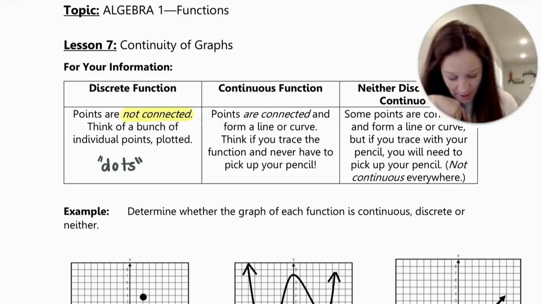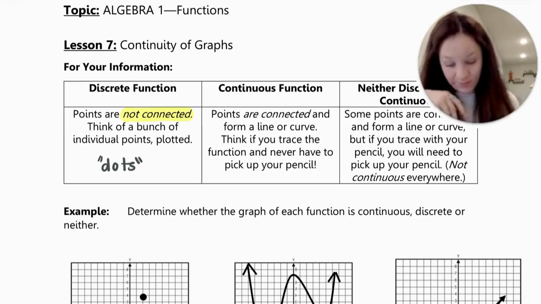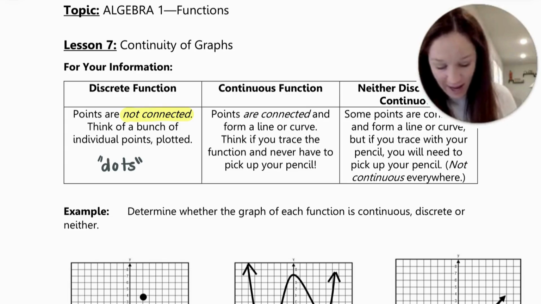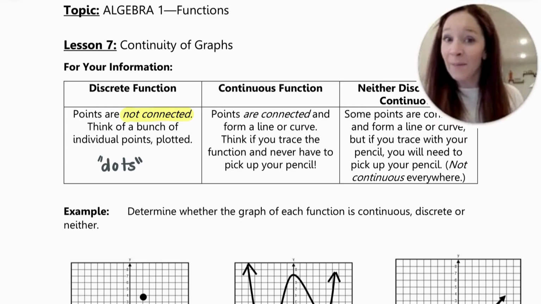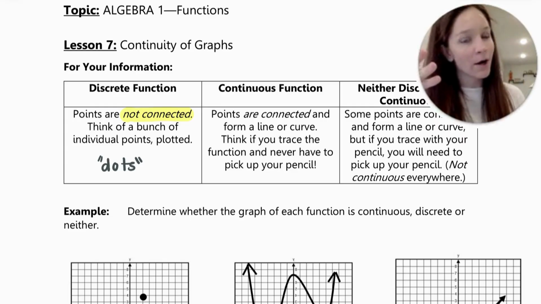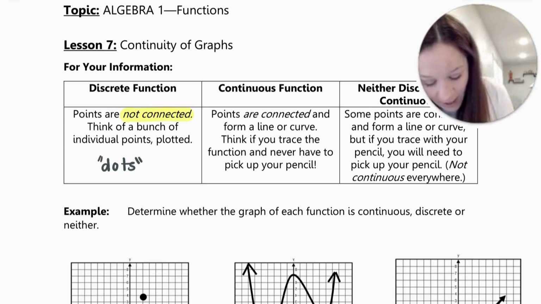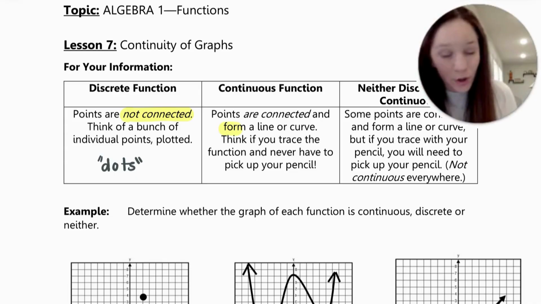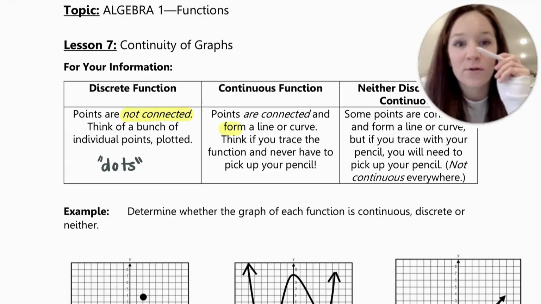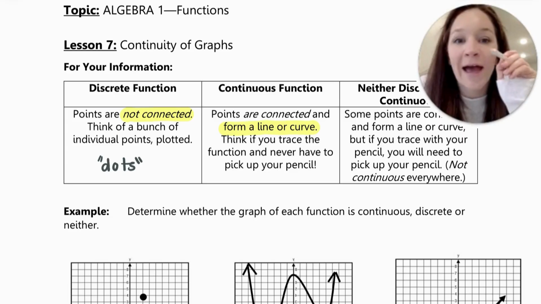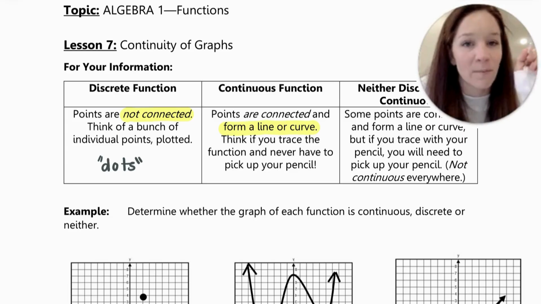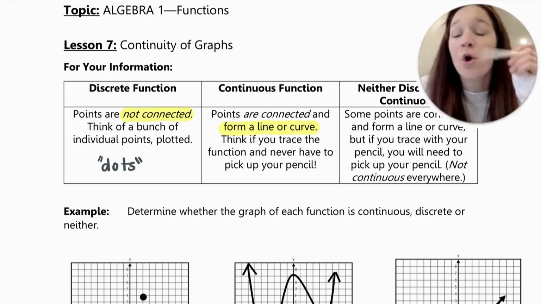Okay. Next is continuous. Continuous is the opposite of discrete. Instead of the points not being connected, the points are connected. Think of it as a single line or curve. I say, take your pencil, start on the left, and if you can trace the function and never pick up your pencil until you get to the end of the graph, it is continuous.